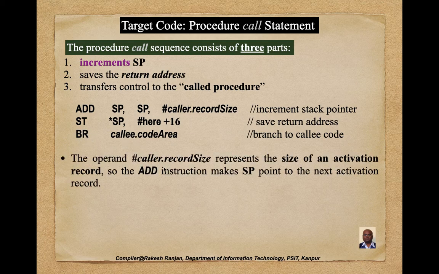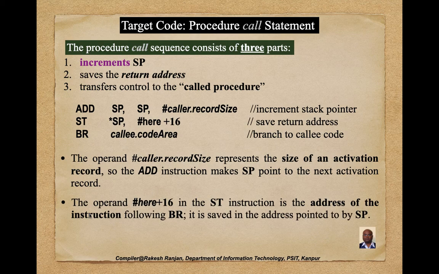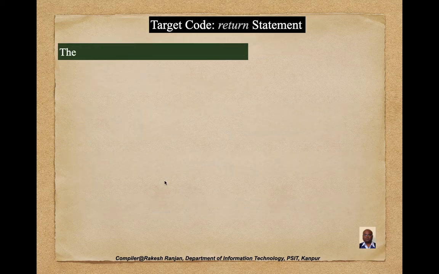The operand caller.recordSize represents the size of the activation record. So the ADD instruction makes SP, the stack pointer, point to the next activation record. The operand #here+16 in the ST instruction is the address of the instruction following BR. It is saved in the address pointed to by SP, the stack pointer.